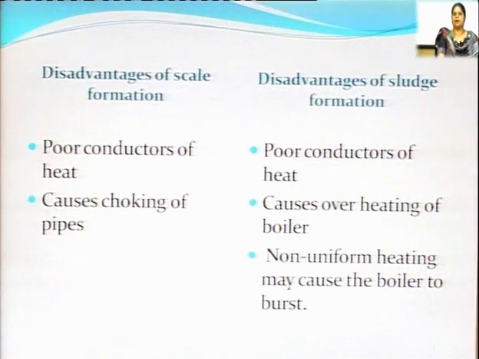Now, the disadvantages of scale formation. The main disadvantage is that scale is a poor conductor of heat. Both sludge as well as scale are poor conductors of heat, and the scale formation causes choking of pipes because it is deposited on the inner surface, resulting in lower aperture, which results in choking of pipes.